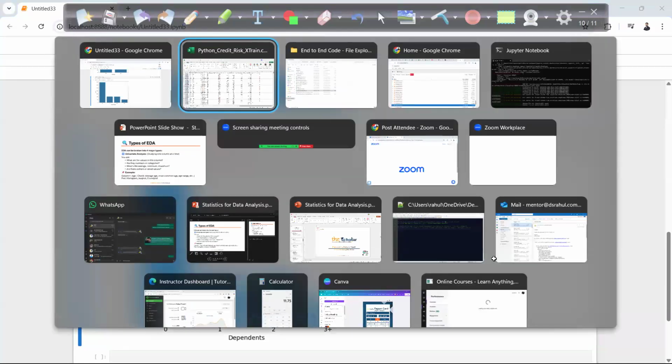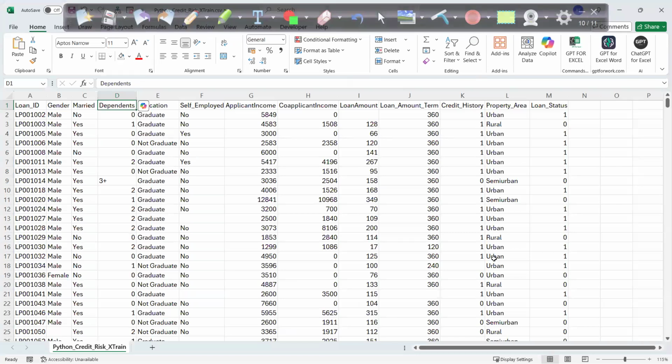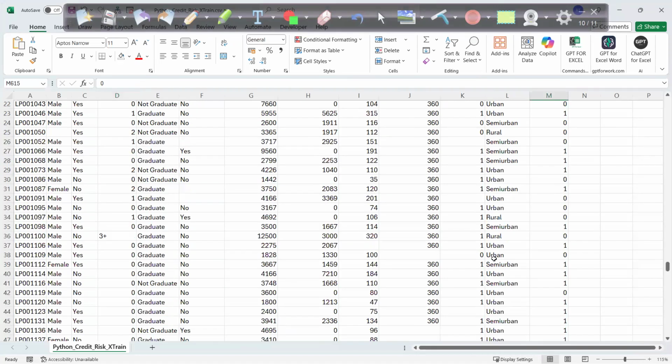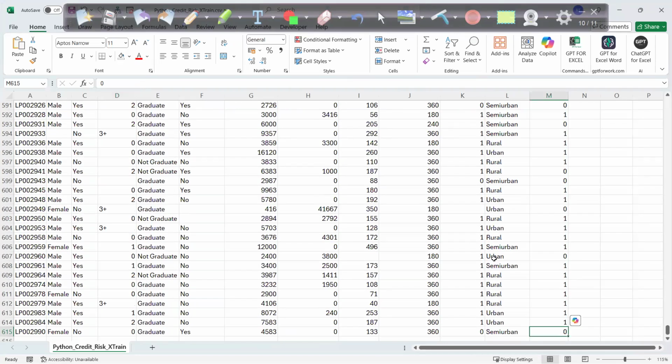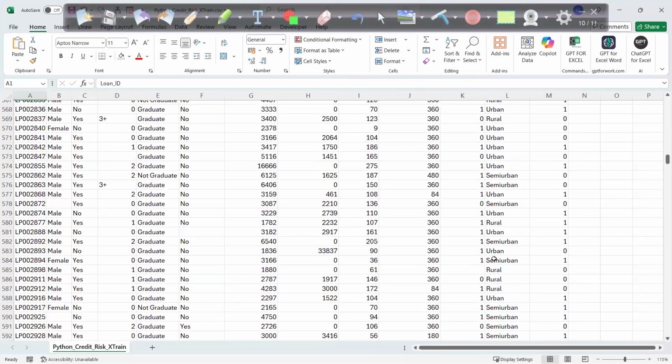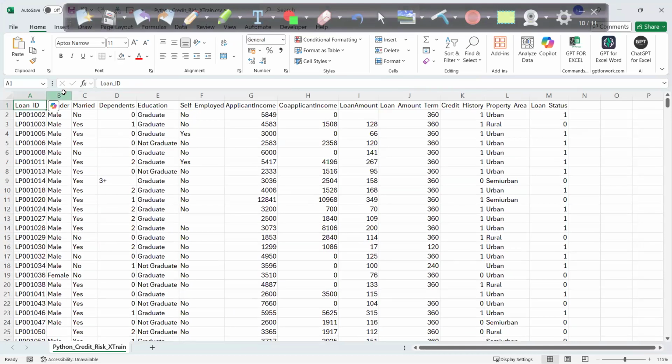So try to understand this. This was my data set. By just seeing this data set, will you be able to tell me that there are more zero dependents, or more males? We have around 600 records. So by just seeing that, can I say that we have more females or more males, or more married or more unmarried? I cannot say that, right?